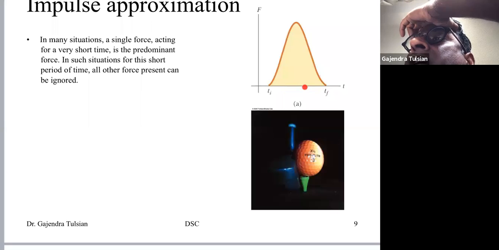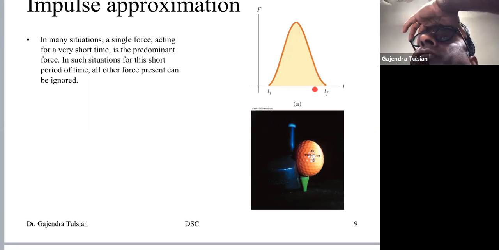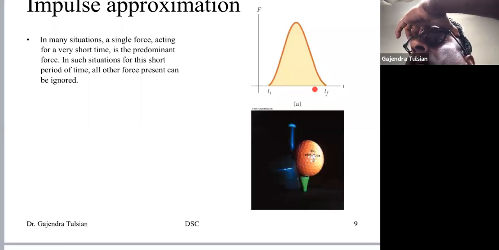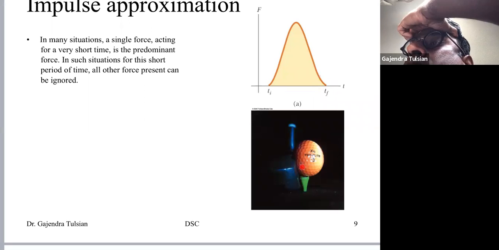If you're kicking a soccer ball, the soccer ball is softer, and so that might last 100 milliseconds. So for a softer collision, it could last longer.